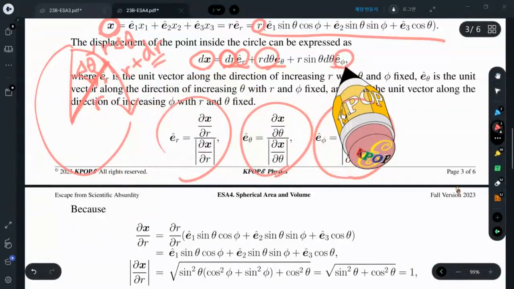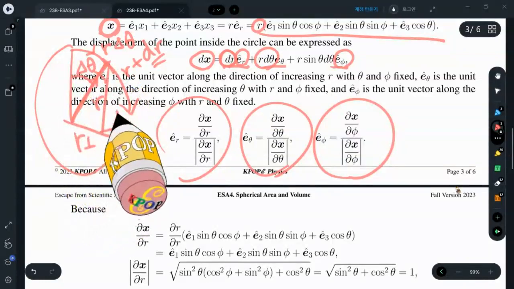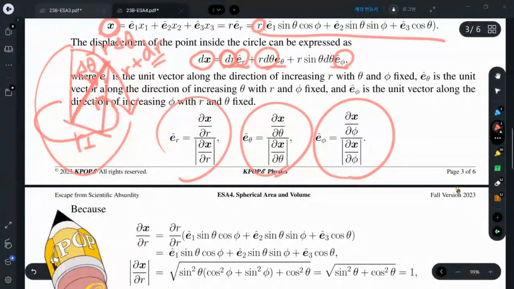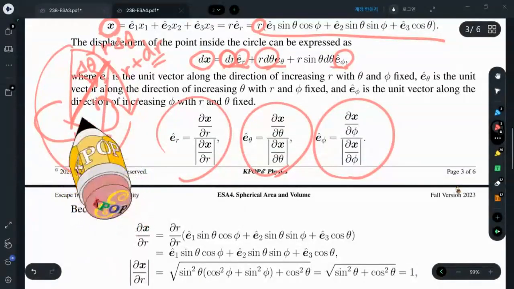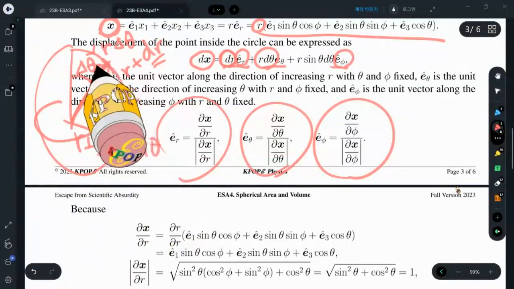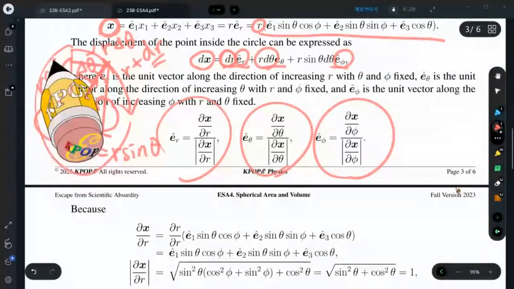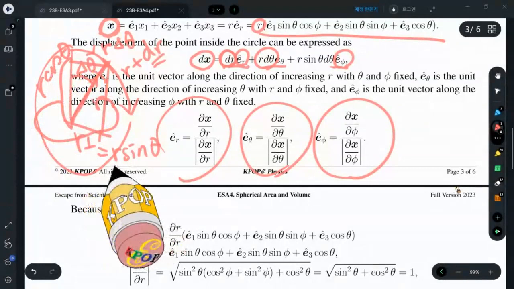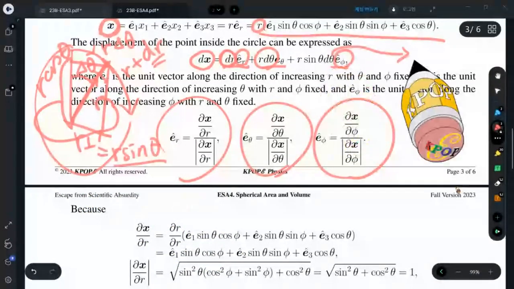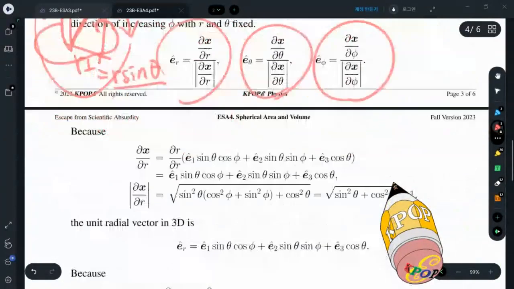What about this? This is the azimuthal direction, because azimuthal angle rotates about the z-axis and the lever arm is r perp, that is r sine theta. We know this height along the z-axis is r cosine theta. This is r sine theta. As a result, oh, there is a typo. This is not d theta. It should be d phi. Okay.